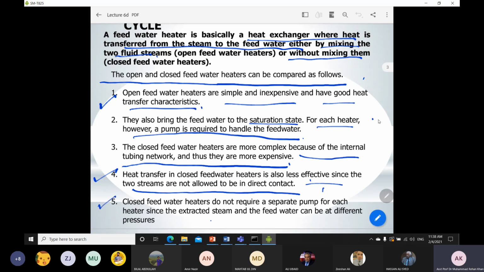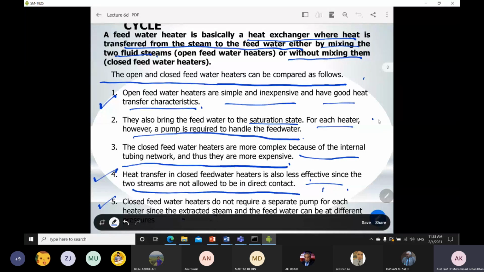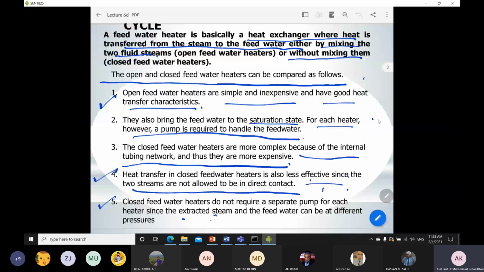But the positive thing about the closed feed water heater is that it does not require a separate pump for each heater. For example, if we install a number of closed feed water heaters, we do not need an extra pump in order to pump the fluid. So we will also see how this happens.